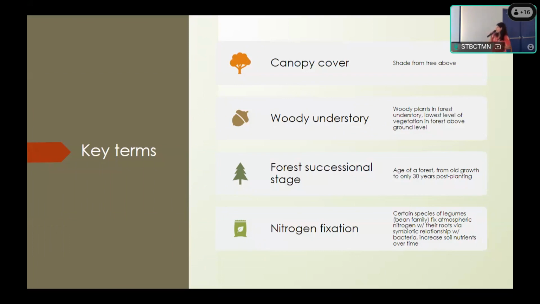And what is nitrogen fixation? So certain species of legumes, which are plants in the bean family, Fabaceae, fix atmospheric nitrogen with their roots via a symbiotic relationship with bacteria, and they increase the soil nutrients over time. And the way that they do this is all of that nitrogen that they take up through their roots, they accumulate throughout all of the biomass of the plant.